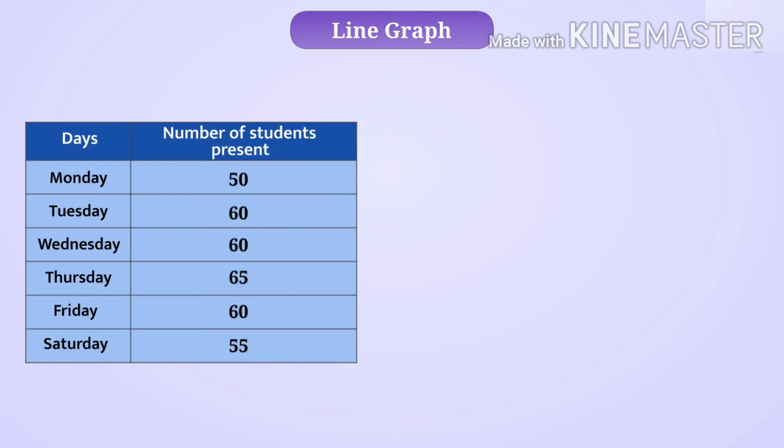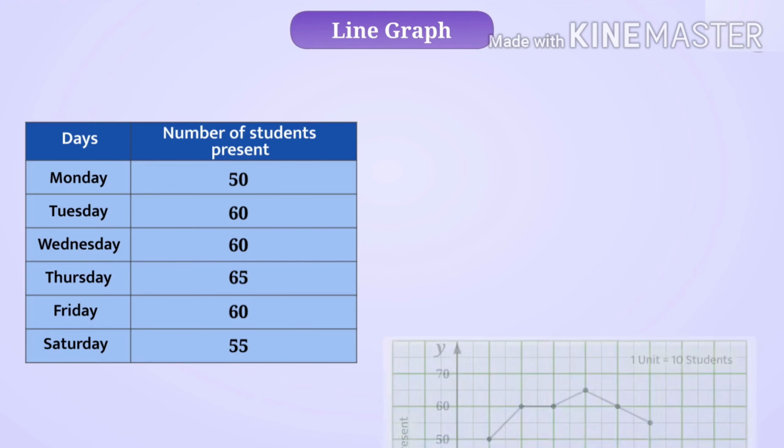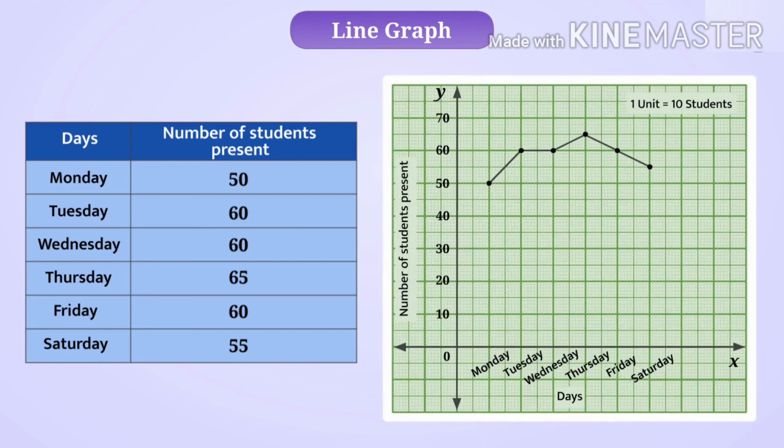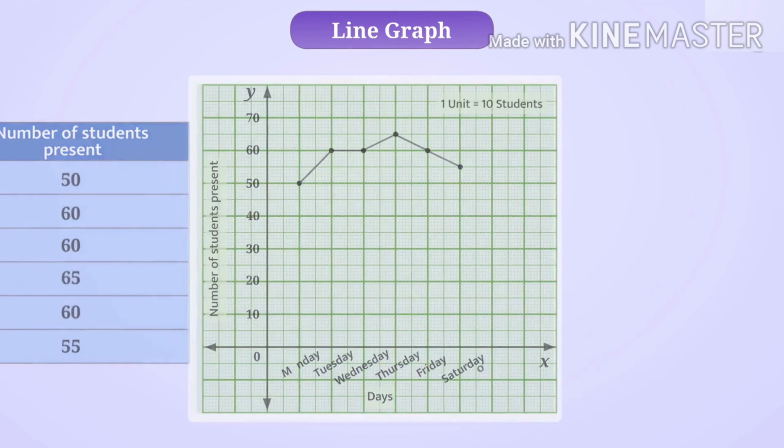I will show you how a line graph looks. For this example, a line graph looks like this. You can see Monday, Tuesday on the x-axis and the number of students on the y-axis. So this is a line graph. Let's see some more examples.